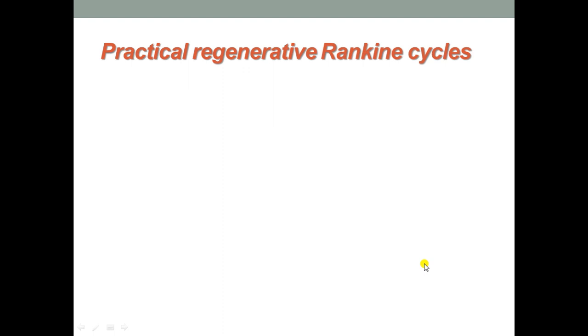Next is the practical regenerative cycle. In practice, the ideal regenerative Rankine cycle is difficult to achieve because the heat transfer from the vapor to the liquid feed water is impossible. In practice, separate feed water heaters are used to achieve the purpose. The feed water heaters are classified as open feed water heaters and closed feed water heaters. So, now we take the first one, which is a regenerative cycle with open feed water heater.